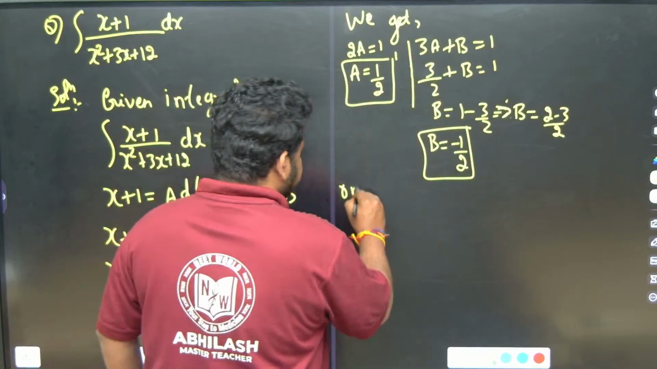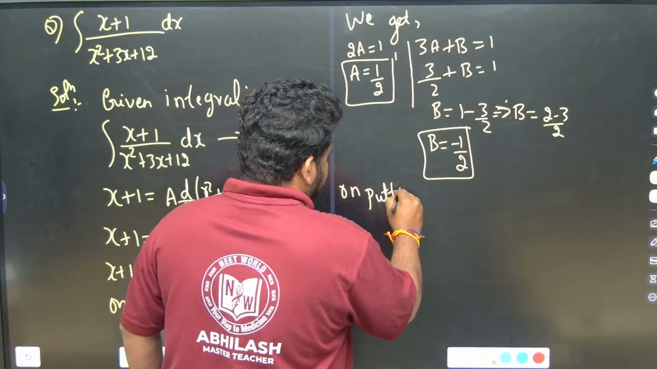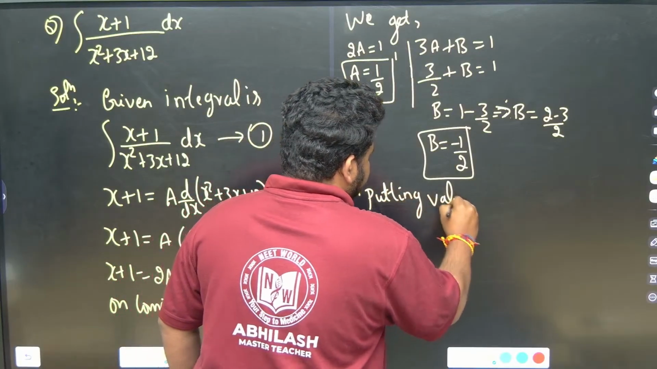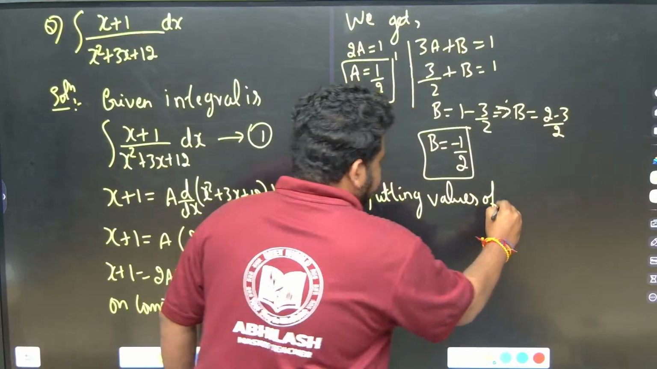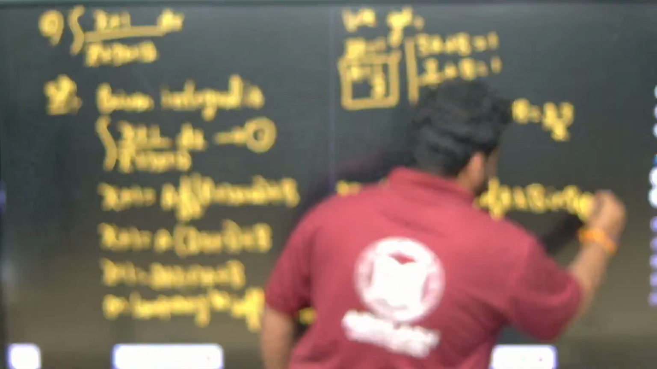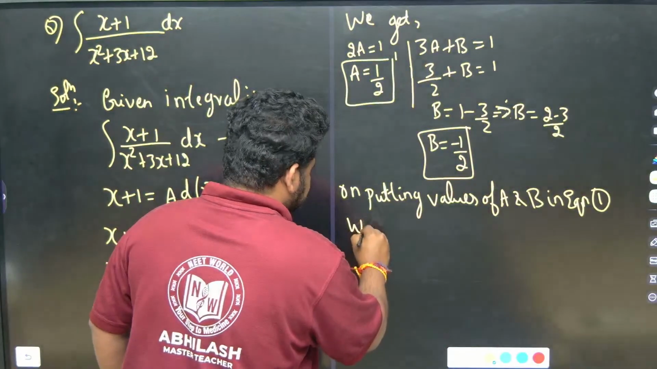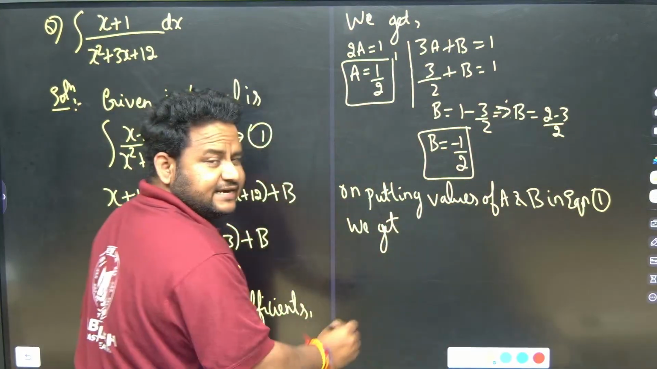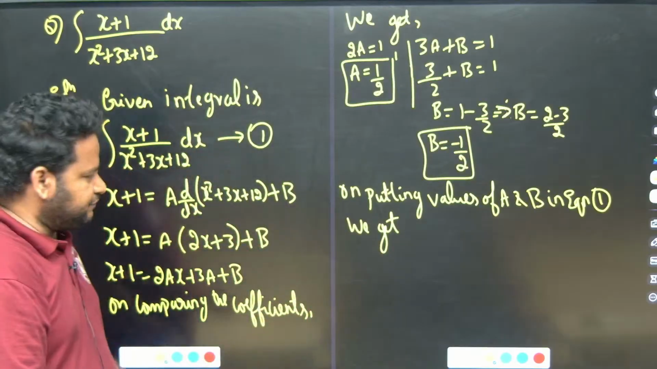So on putting the values of a and b in equation 1, what do we get? This is equation 1, so we have to write the integral.